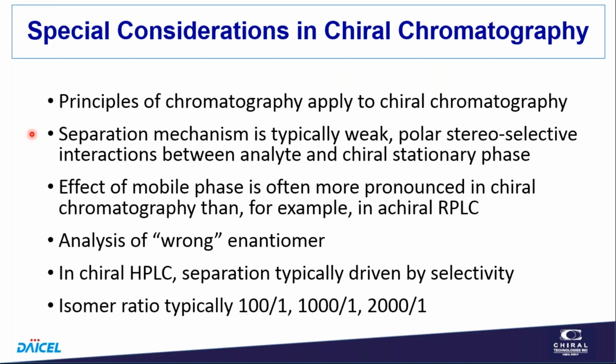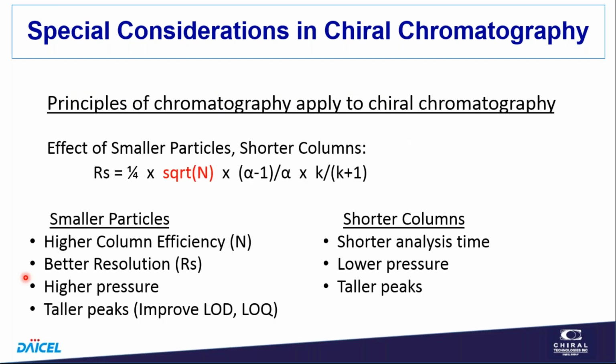The effect of the mobile phase is often more pronounced in chiral chromatography than, for example, in achiral chromatography. So this will give us an extra parameter to change, but it's also an extra parameter to investigate. We're often dealing with the analysis of the wrong enantiomer. We're usually interested in what the level of the impurity enantiomer, the undesired enantiomer, is. We usually don't analyze racemates. In chiral HPLC, the separation is typically driven by selectivity, and the isomer ratio is usually a factor of 100 to 1 or 1,000 to 1 or 2,000 to 1.